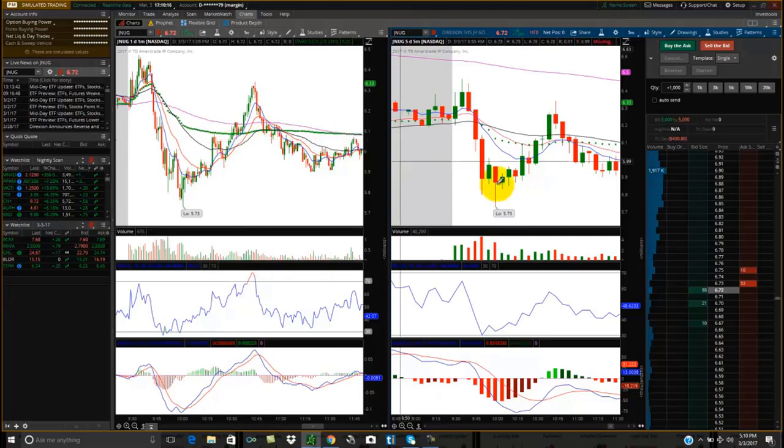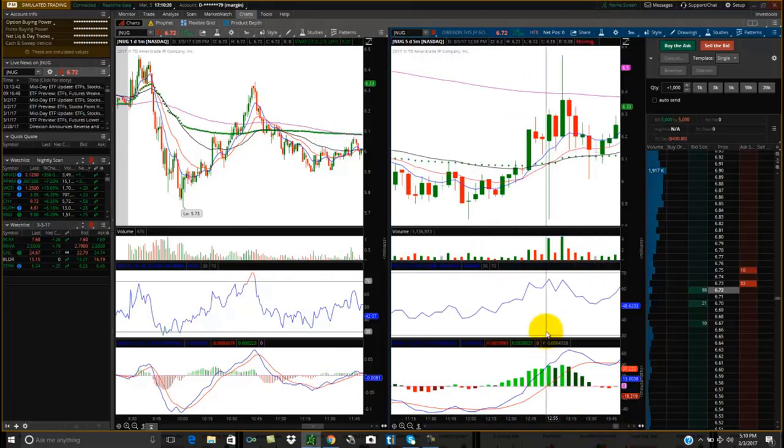Whereas if you see, let me go a little bit further. Right here, this is more of a bullish signal. You want to see the 9 cross the 20 in candlesticks breaking through.